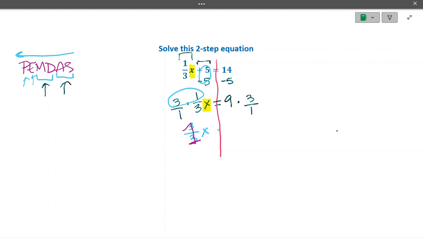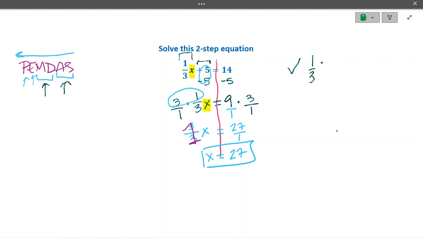Okay, so we have x on this side, and now I have a secret 1 here. 9 times 3 is 27. 1 times 1 is 1. We really never write our answers in math with a 1 underneath them, so we end up with x equals 27.